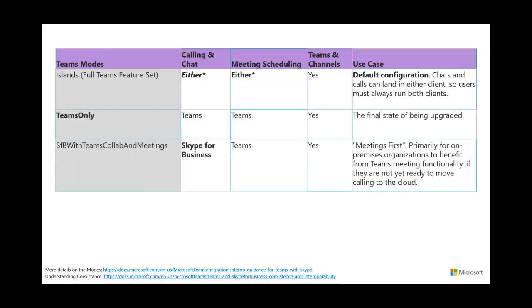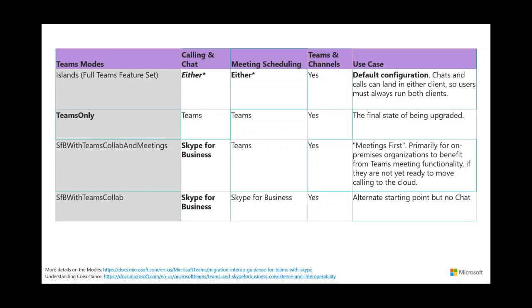The next one is Skype for Business with Teams Collab and Meetings. Historically, this was known as Meetings First. This is a very specific mode for organizations that have a large investment in on-prem Skype for Business voice. Right, so voice is a very heavy lift. If you tell an organization that is using our voice services on-prem that they have to move to Teams, that voice component is one of the most complicated elements, right? So a lot of organizations want to be able to take advantage of the goodness of Teams, but leave the voice on-prem where it is for now. So this is a very specific mode that has a very specific use case, and that's why we won't focus on it much right here.